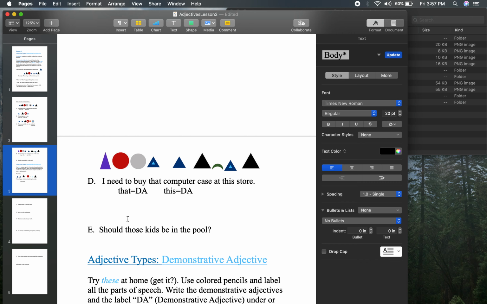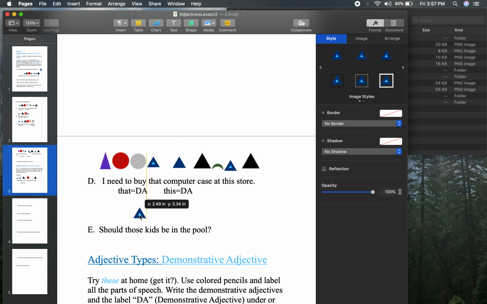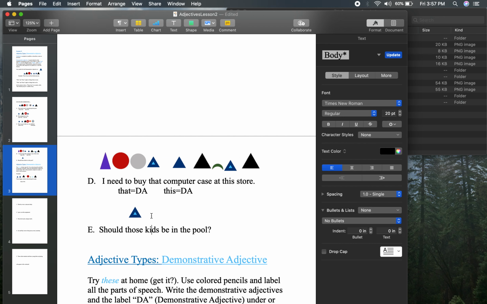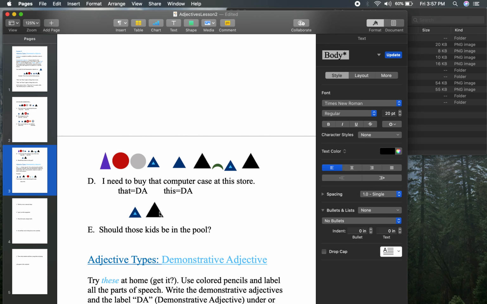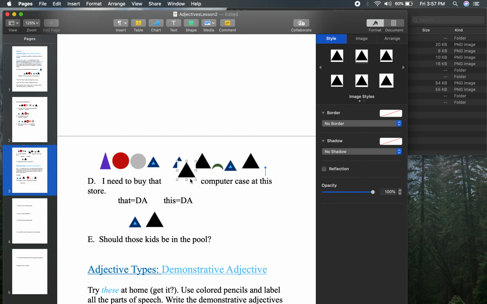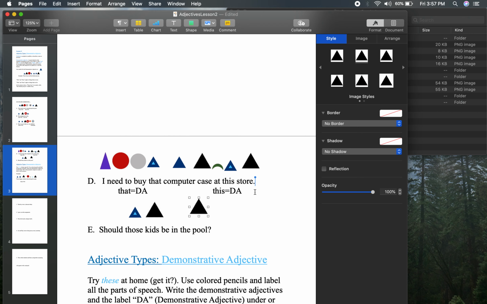Should the kids be in the pool? Well, this time of year, no, probably, but in the summertime, definitely. So should those kids be in the pool? Now, this one's a question. So this is interrogative. This is interesting. So let's think about this. Let's identify the parts of speech that we know first. Well, those we know is our demonstrative adjective, right? Okay. And kids we know is a noun. Okay. Now, pool we know is a noun. So that one we can put. And looks like I need more space.